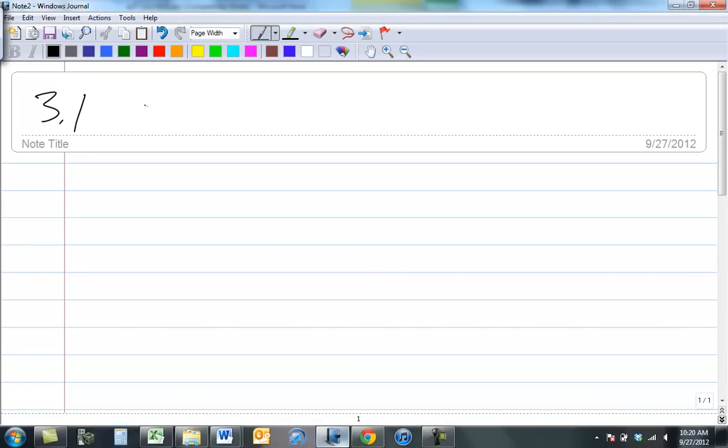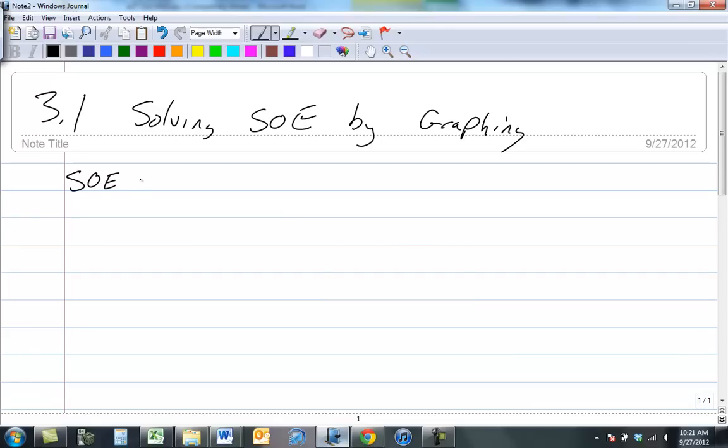Section 3.1 is all about solving system of equations. System of equations I'll affectionately refer to as SOEs by graphing. Solving system of equations by graphing. Now, first of all, what is a system of equations?